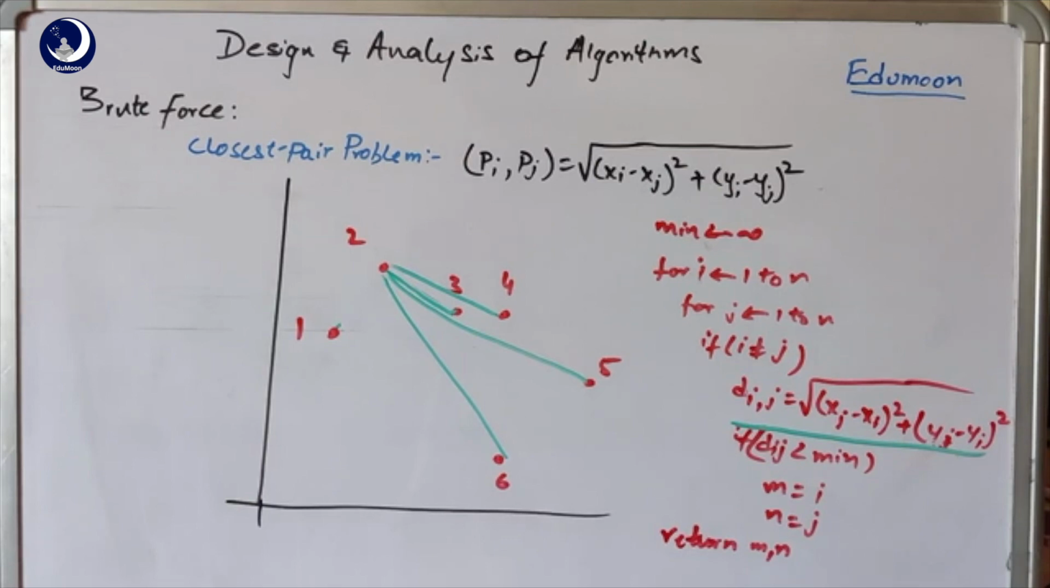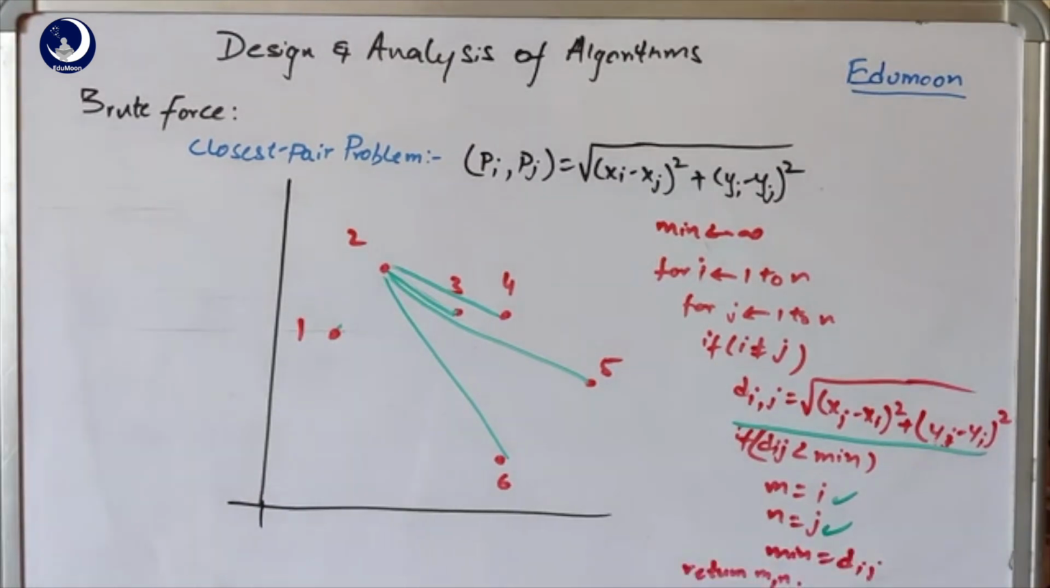Then if dij is less than the minimum element, then we store the index of the points i and j as m and n, and we also store the value of dmin equal to minimum. So finally, at the end of the algorithm we will return m comma n, which are the points which are closest to each other.